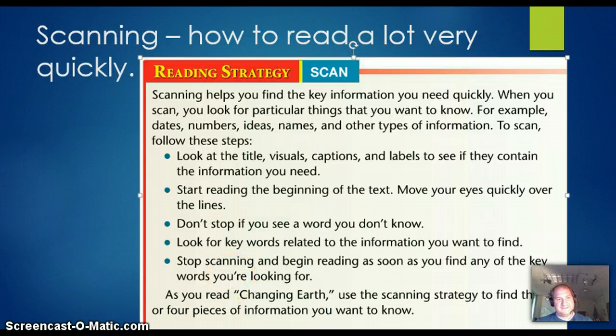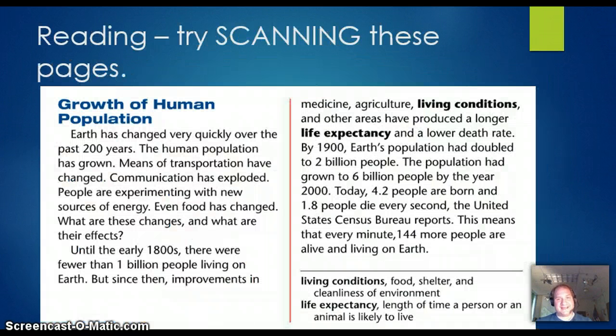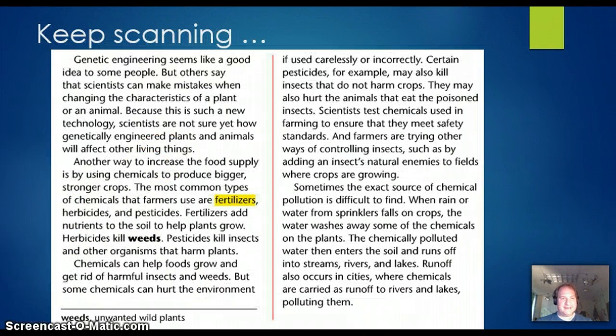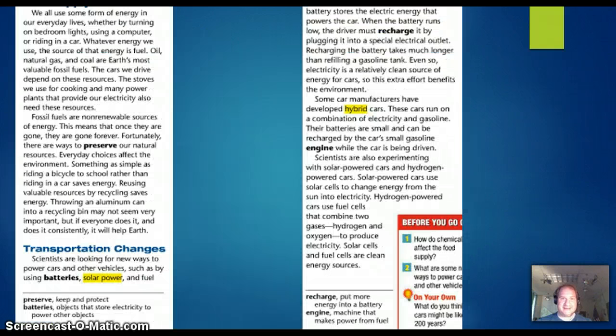So as soon as you find the information, stop. And that's why I give you a really big reading here. So I want you to just read these. Look at the headlines. Look at the words real quickly. Look at the numbers. You're going to go through, just like I said, skip the words you don't know. Keep going quickly. Yep, see, like I said, you got a lot of reading to do.